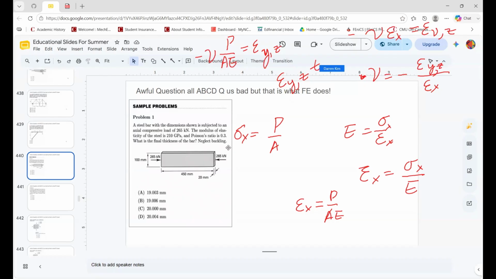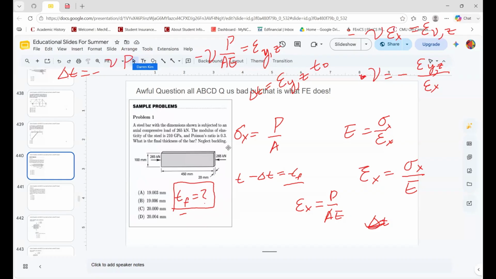Multiply by T0 equals delta T, right? And final thickness, so it's going to be T0 plus delta T equals T final. That's the final solution. So T final is what we're looking for. My handwriting is garbage. That's why I type my homework. So we can imagine that delta T, well, there's not enough space, delta T equals negative Poisson ratio times P over A E times T0.